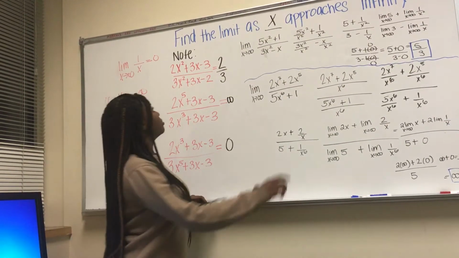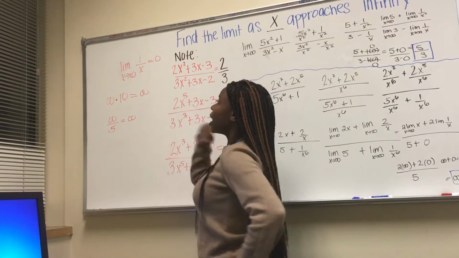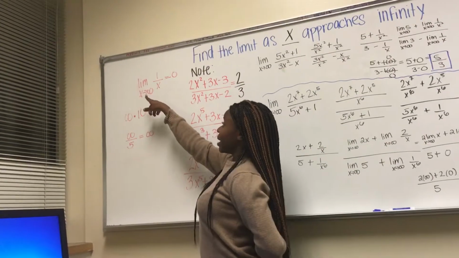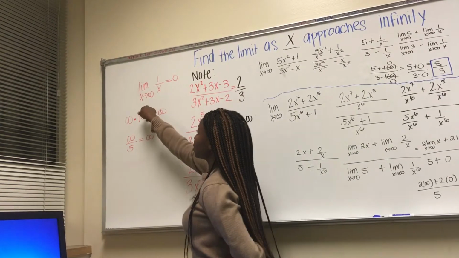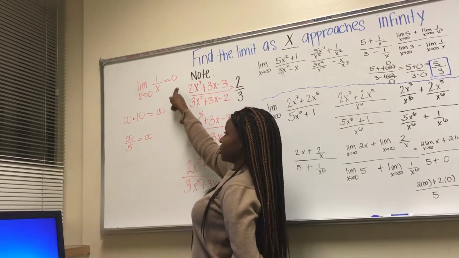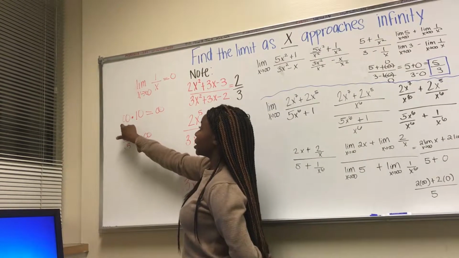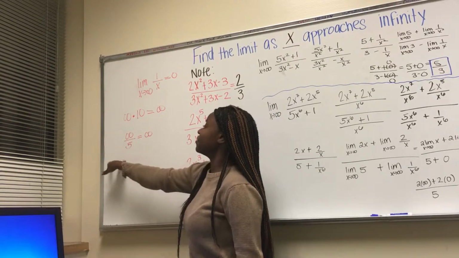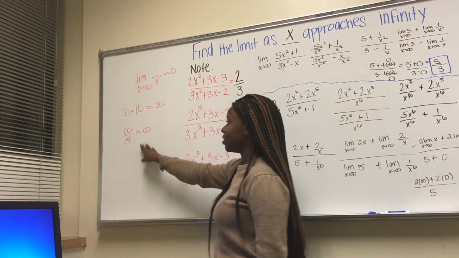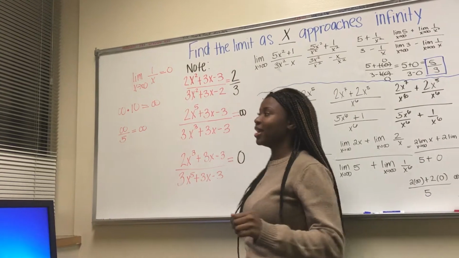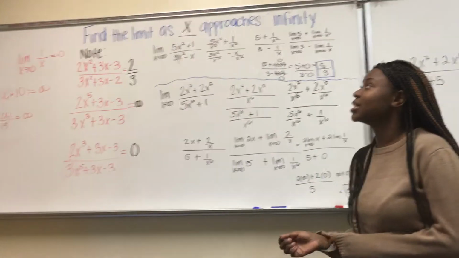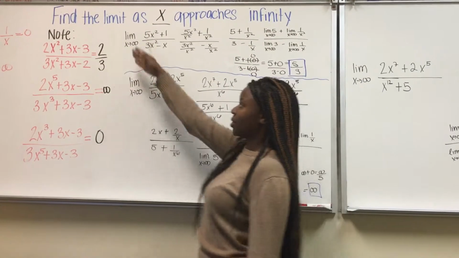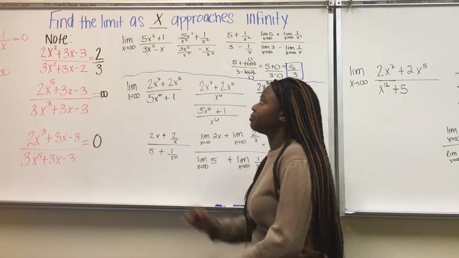And here are some more notes that you can take. The limit of 1 over x as x approaches infinity would just be 0. Infinity times 10, the answer would be infinity. Infinity divided by 5, the answer would be infinity. And here are some steps that we can take to know that this is correct.